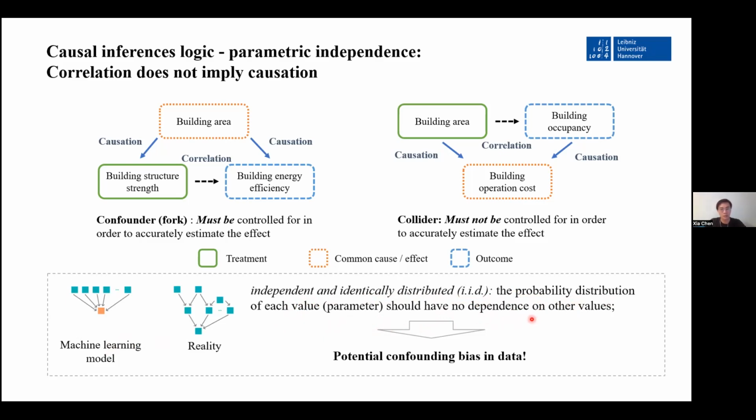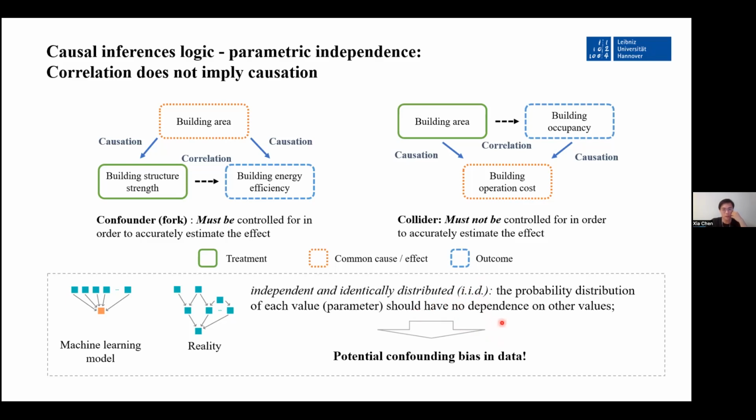However, the design process itself is a series of sequential interactions with dynamic conditions. So if we don't carefully review the data, it might contain potential confounding bias. Most machine learning models take this IID condition as a precondition, but in our domain, this condition is really underappreciated.